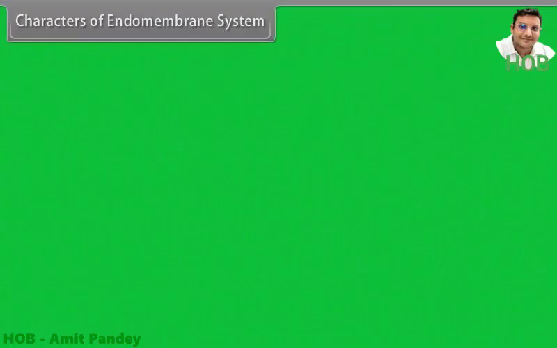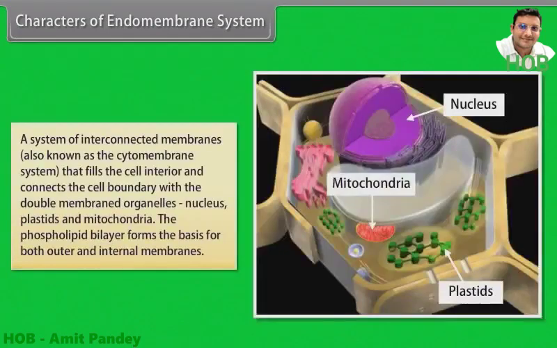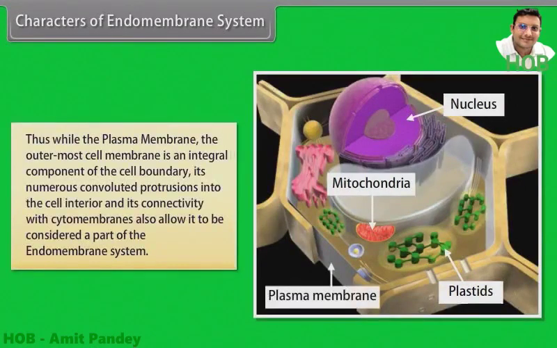Characters of the endomembrane system. A system of interconnected membranes, also known as the cytomembrane system, that fills the cell interior and connects the cell boundary with the double-membraned organelles, nucleus, plastids, and mitochondria. The phospholipid bilayer forms the basis for both outer and internal membranes. Thus, while the plasma membrane, the outermost cell membrane, is an integral component of the cell boundary, its numerous convoluted protrusions into the cell interior and its connectivity with the cytomembranes also allow it to be considered a part of the endomembrane system.